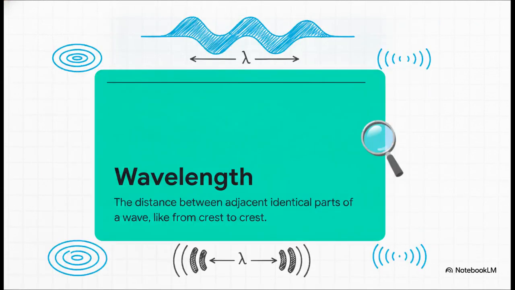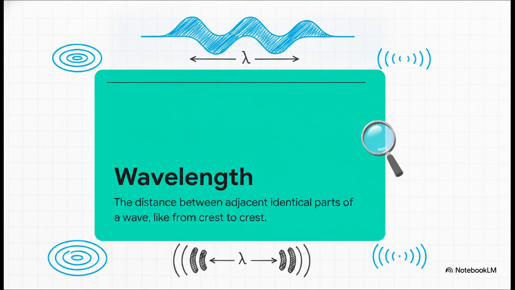Next up is wavelength. Whether you're measuring the physical distance between two water wave peaks or two sound wave compressions, you are measuring the wavelength. In physics, it's traditionally represented by the Greek letter lambda. You can basically think of it as the physical footprint of one single complete wave cycle before the whole pattern repeats itself.